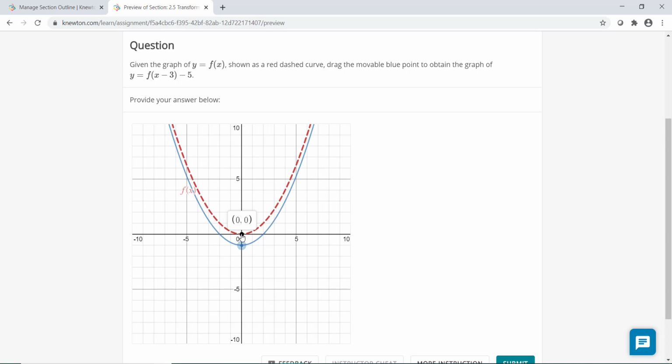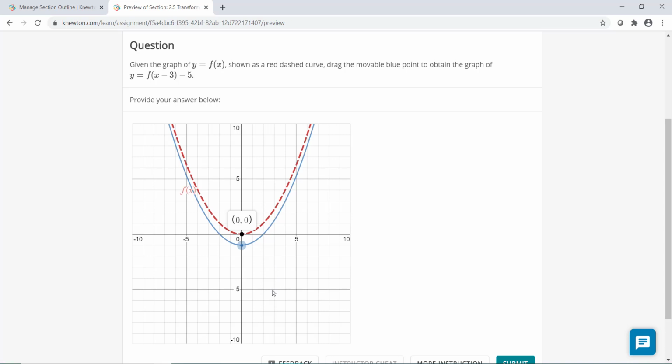I see I have that x minus 3 inside the parentheses, so that really means I am moving my origin right 3: 1, 2, 3, so where my mouse is. And then I have -5 outside of that, which means I have a vertical shift down 5. So from where my mouse is, I'm going to shift down 5: 1, 2, 3, 4, 5. So I should be right there where my mouse is for that point.